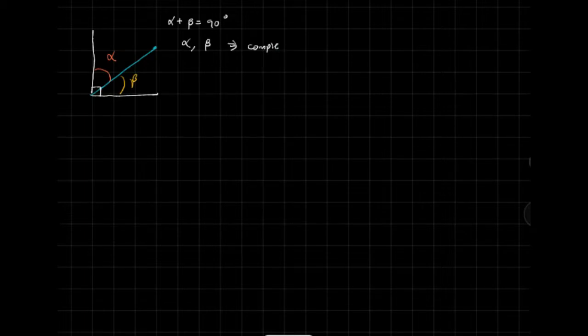So complementary angles are angles that add up to 90 degrees. Okay, and let's say we had a straight line.